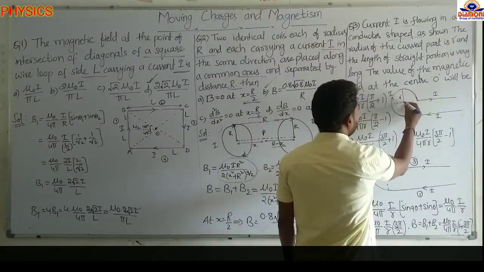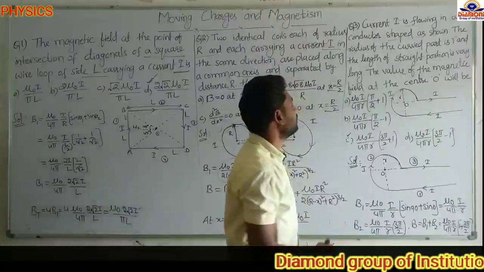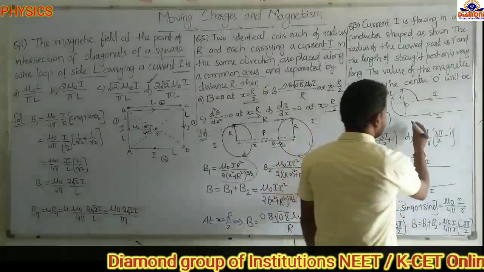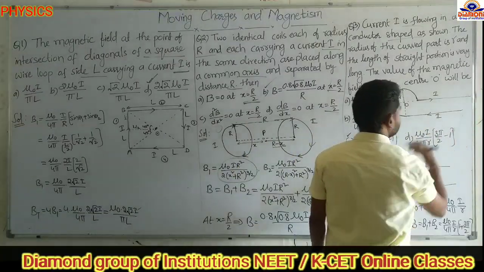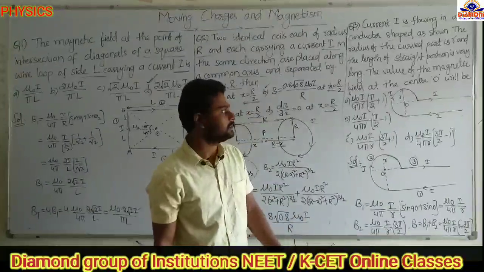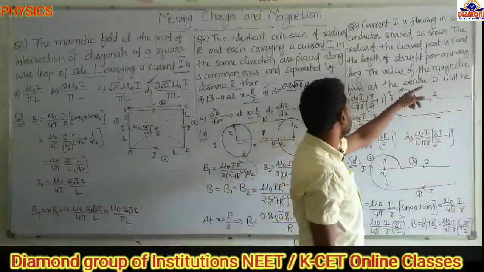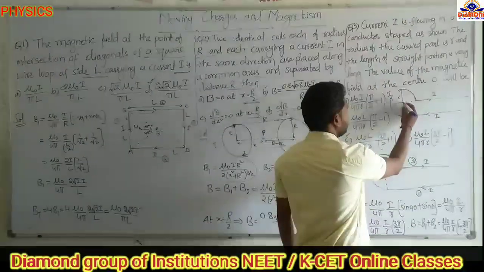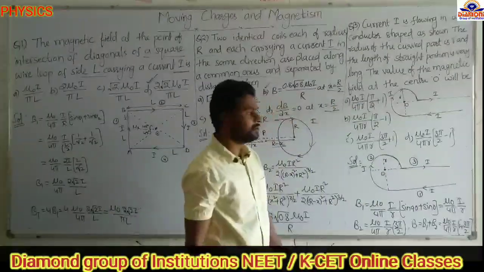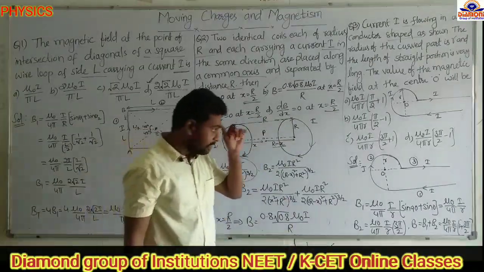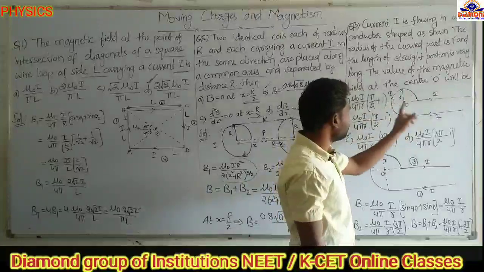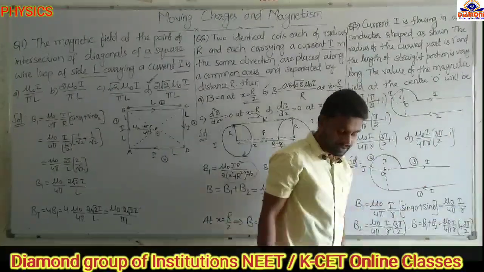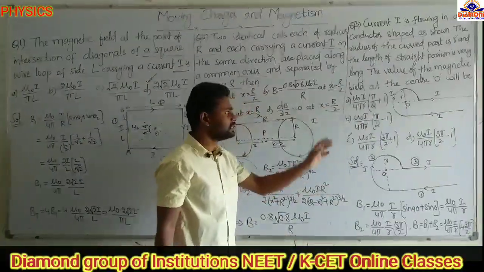So the radius of this curved part is nothing but the r they gave, and the length of the straight portion is very long. So this is the straight portion and this one is also a straight portion. Very long means infinite length. So the value of the magnetic field at the center O, at the center we have to find the magnetic field. Here we have one circular arc and an infinite length wire, so a semi-infinite wire.